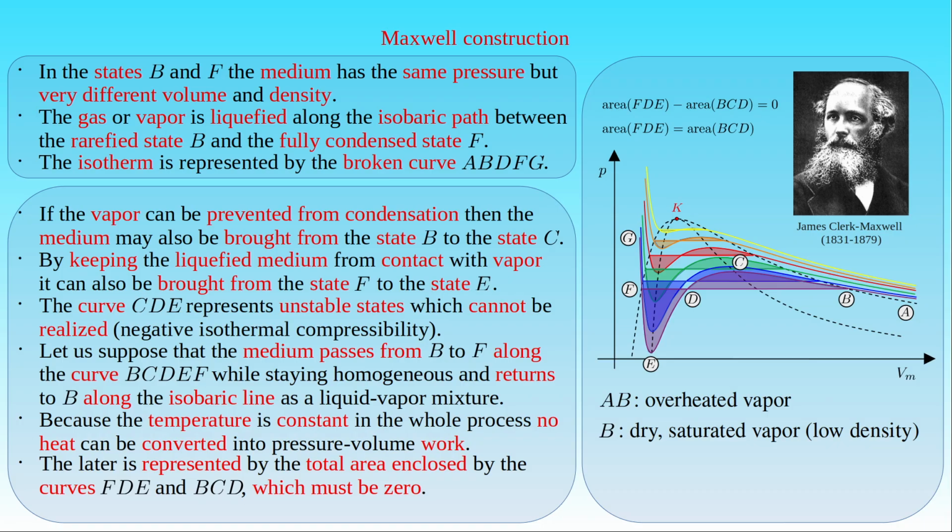The isotherm between the states B and F is the stage of the vapor-liquid phase transition of the medium along the horizontal branch at constant pressure. In the state F the medium is already completely liquefied and it is called saturated liquid of high density. If we reverse the direction of the evolution of the medium along the isotherm, then F denotes the state where the saturated liquid is at boiling point and is about to vaporize.